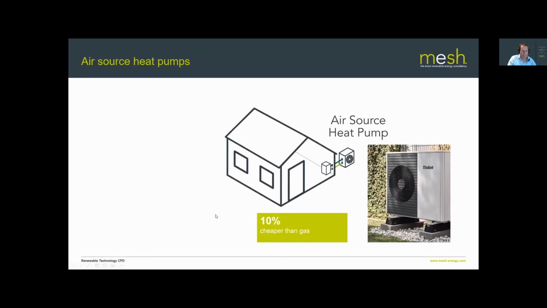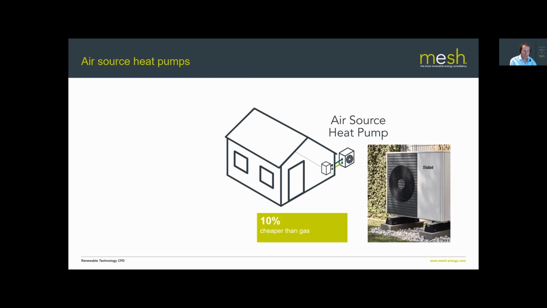An air source heat pump works much in the same way as a ground source heat pump. The difference is simply where it gets its heat from. And an air source heat pump, as the name suggests, uses the ambient air as its heat source. So even air at -25 degrees outside your house has useful energy in it, which an air source heat pump can extract.